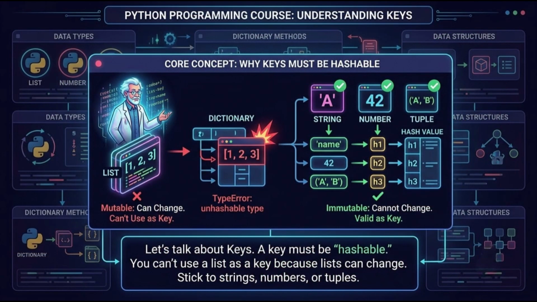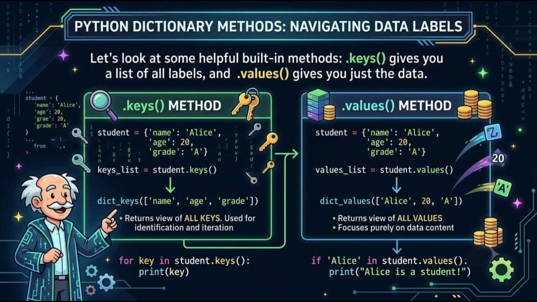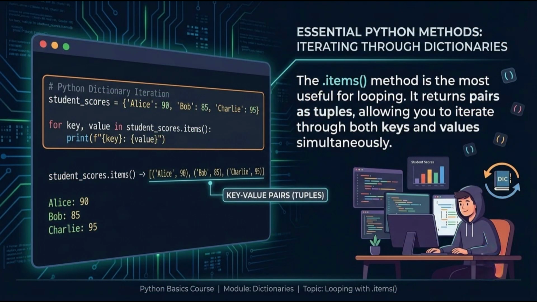Let's talk about keys. A key must be hashable. You can't use a list as a key because lists can change. Stick to strings, numbers, or tuples. Let's look at some helpful built-in methods. .keys gives you a list of all labels, and .values gives you just the data. The .items method is the most useful for looping. It returns pairs as tuples, allowing you to iterate through both keys and values simultaneously.